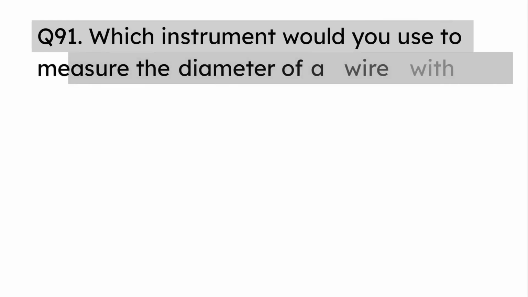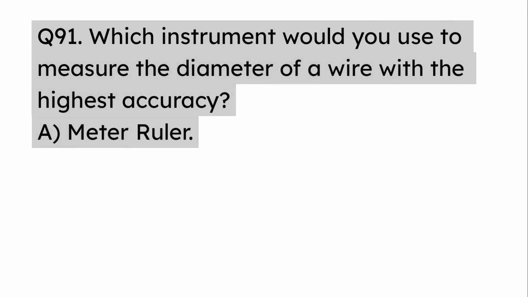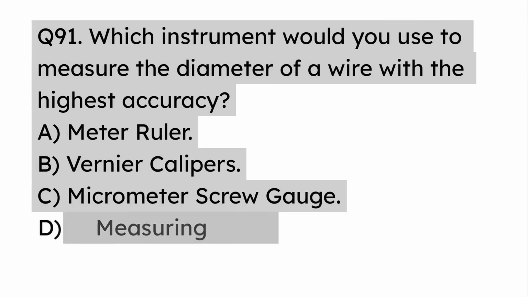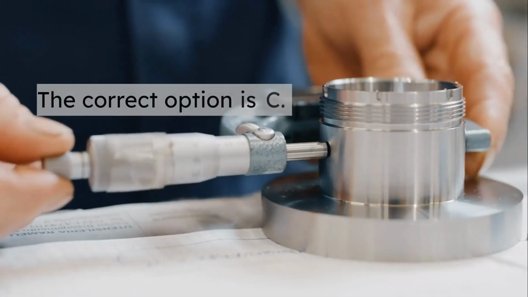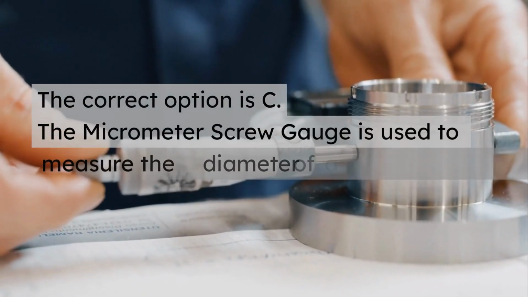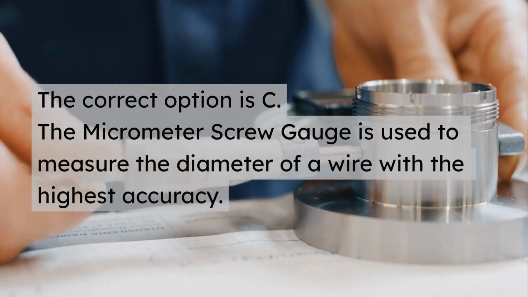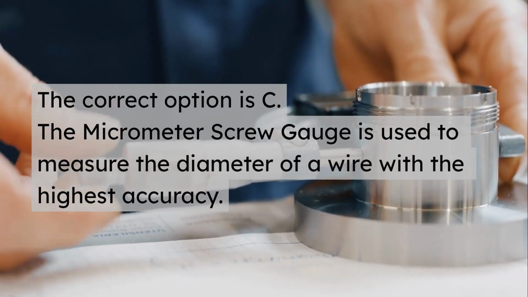Q91. Which instrument would you use to measure the diameter of a wire with the highest accuracy? A. Meter ruler, B. Vernier calipers, C. Micrometer screw gauge, D. Measuring tape. The correct option is C. The micrometer screw gauge is used to measure the diameter of a wire with the highest accuracy.